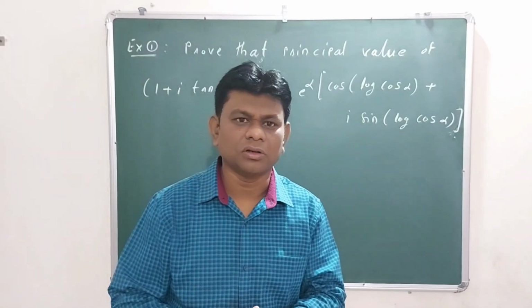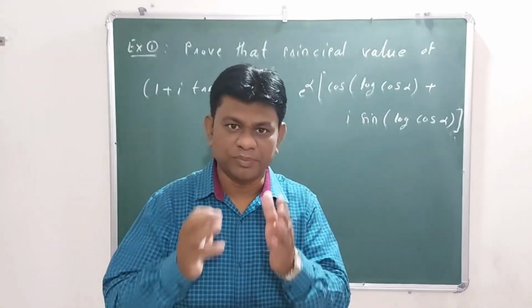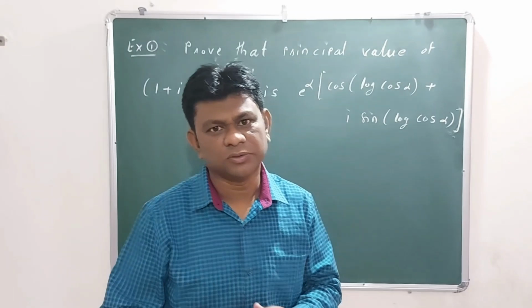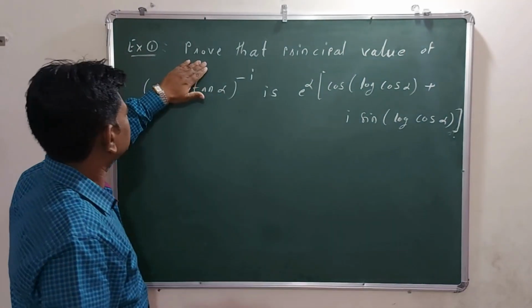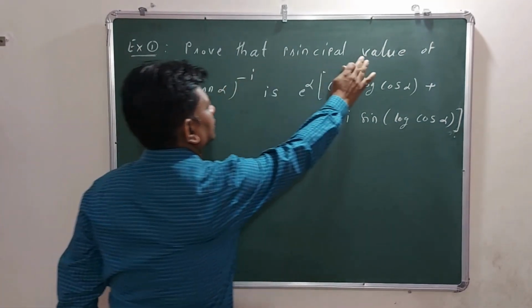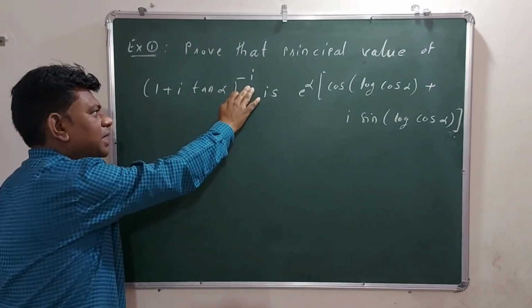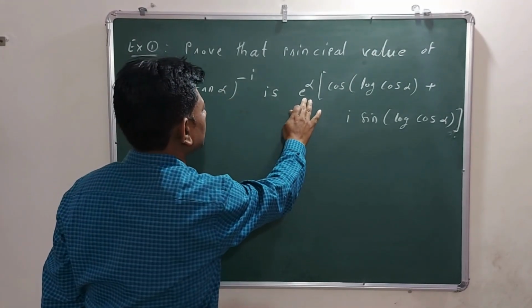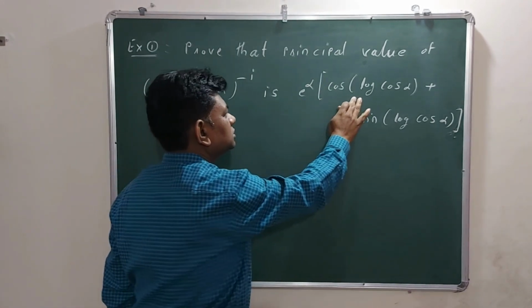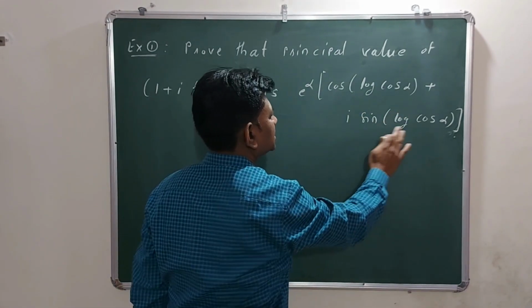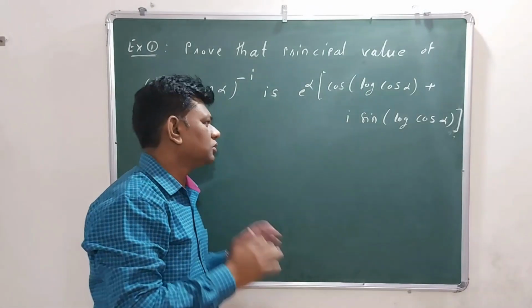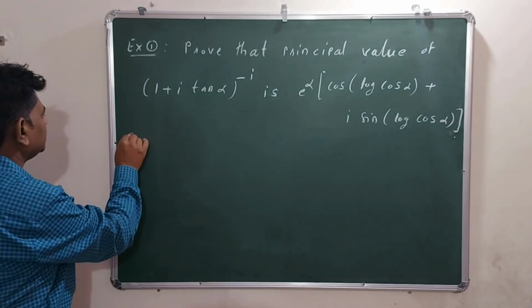Now let us solve one problem based on the logarithmic function. Example 1. Prove that the principal value of 1 plus i tan alpha to the power minus i is e to the power alpha times cos of log of cos alpha plus i sin of log of cos alpha. Now solution.